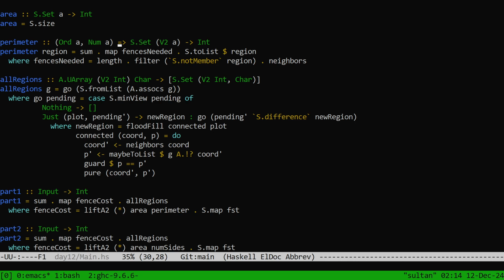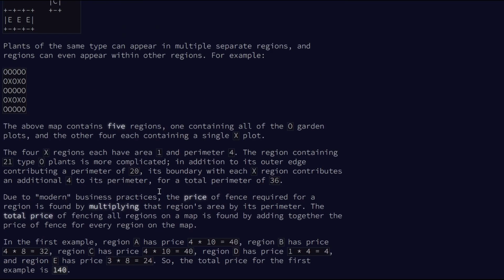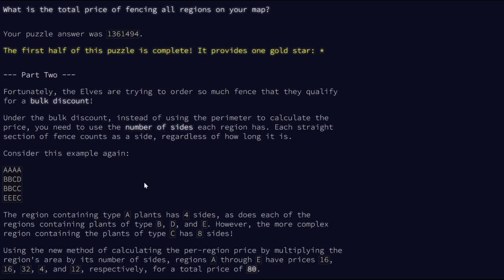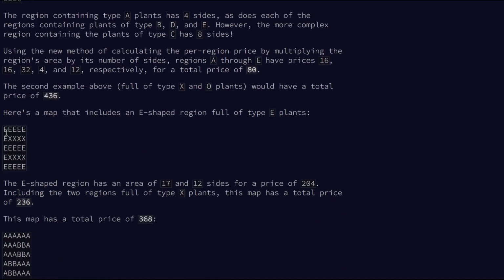Because you can have a situation like, and there are examples of this in the input, a situation like this, thank you, an E-shaped region, full of type E plants, how considerate. The issue is that this E, looking to the right, will say, I need a wall to the right of this X position. And this E, looking to the right, will say, I need a wall to the right of this X position also.